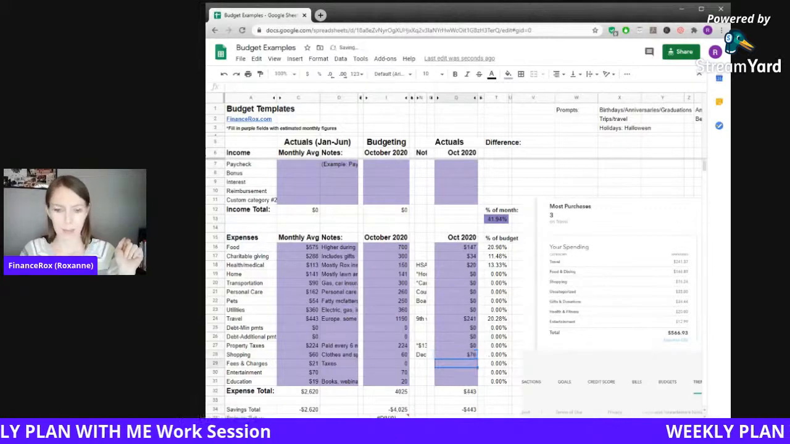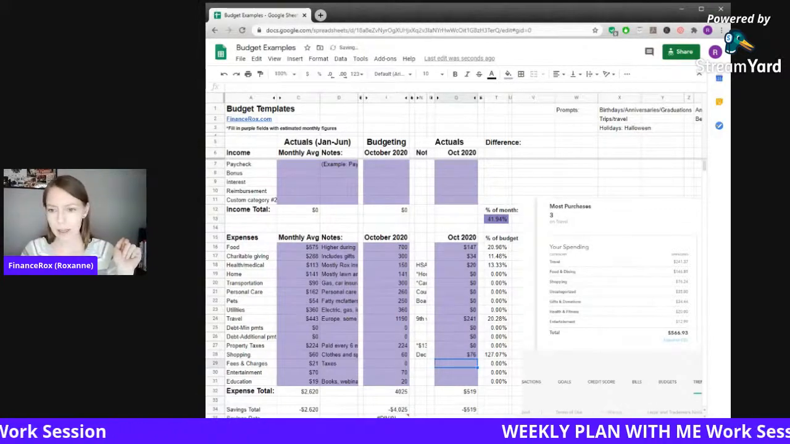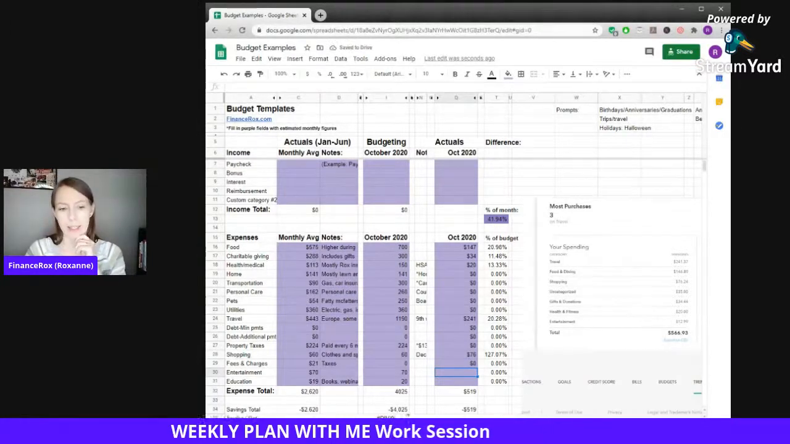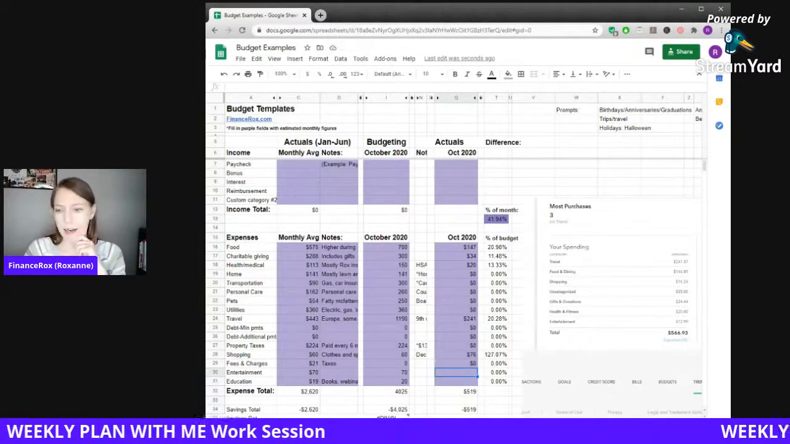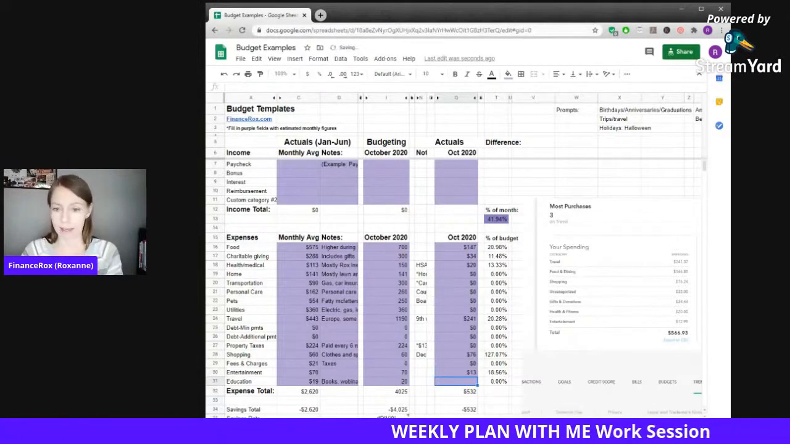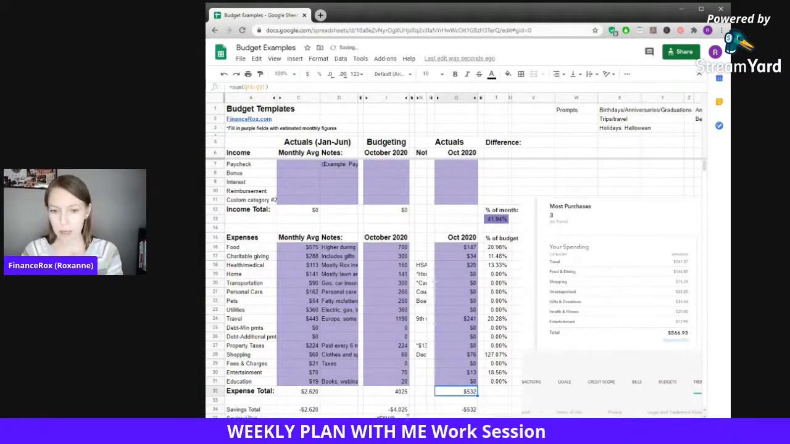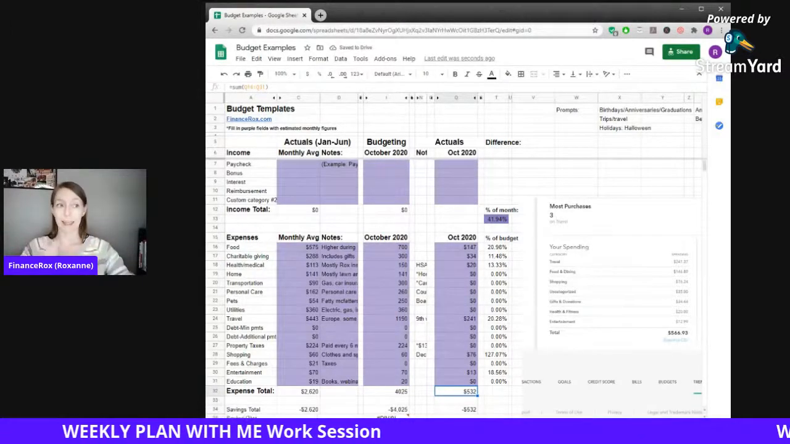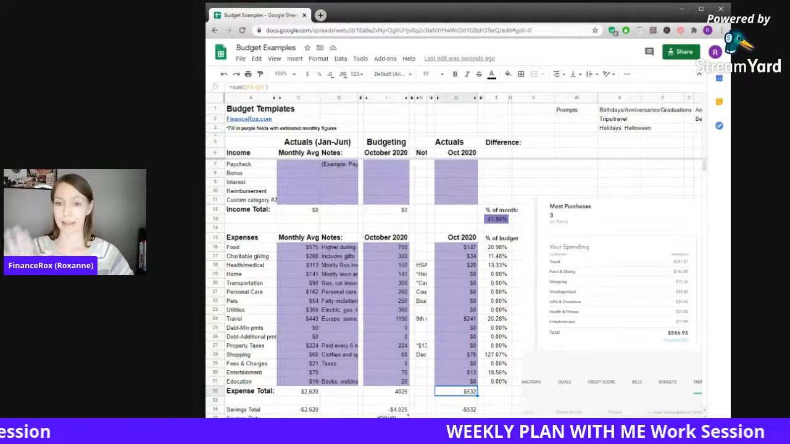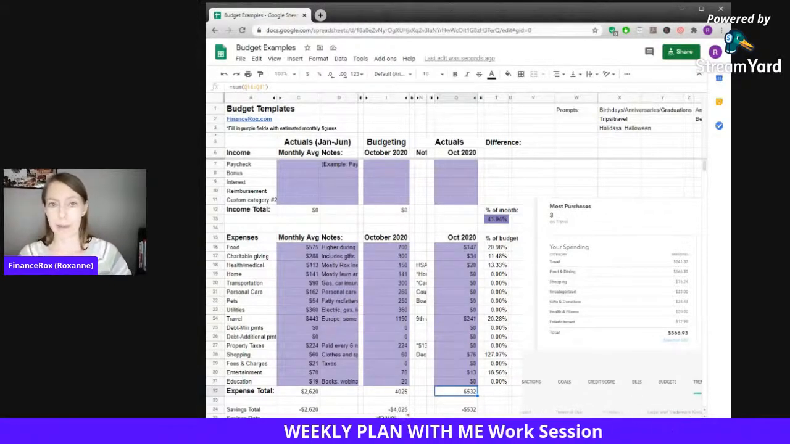Shopping, we've had $76.24. Fees, none. We only pay the fee for our taxes once a year. And entertainment, $12.99, which was Netflix. Education, $0. So it should be that easy. It should take you like 5 minutes to update this and to be able to see how you're doing.